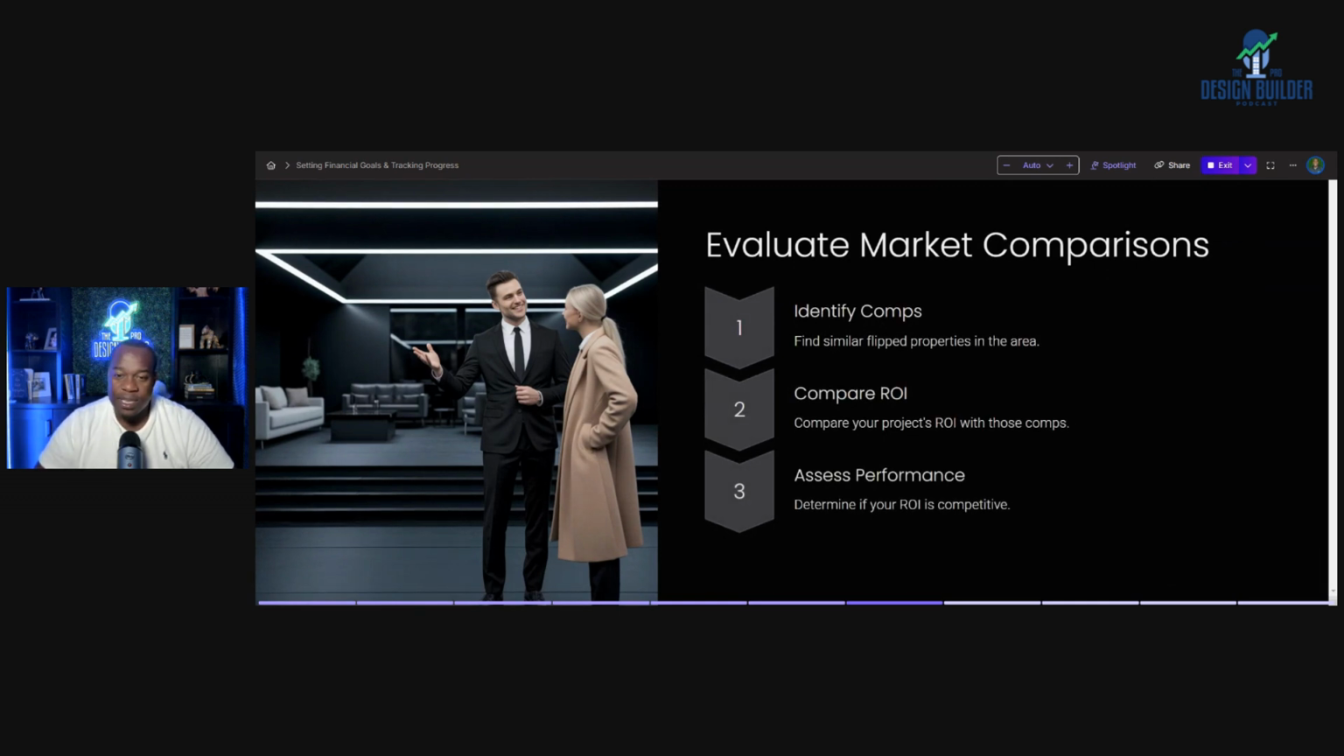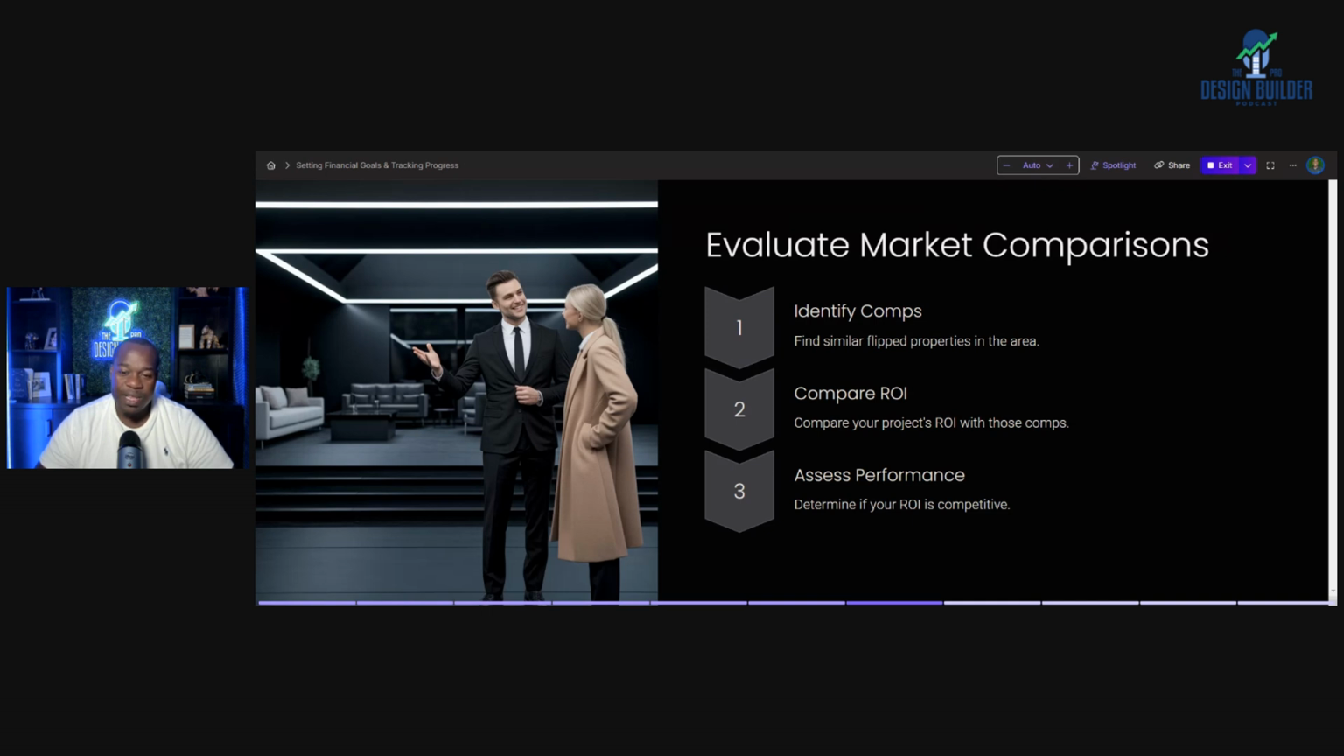Evaluate market comparison, right? Identify comps, find similar flip properties in your area. So historically, people judge flip properties very harshly. And sometimes, I remember when I was flipping a lot, people will be counting your nickels. They saw when you bought it, they saw how many days you had it, they saw what you listed it at. So now they're counting your nickels. So you have to make sure that your property is in completely tip-top shape and you didn't cut any corners when it comes to that.